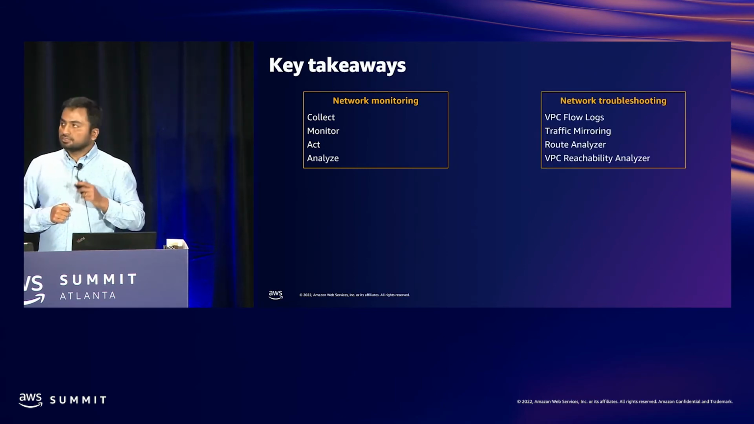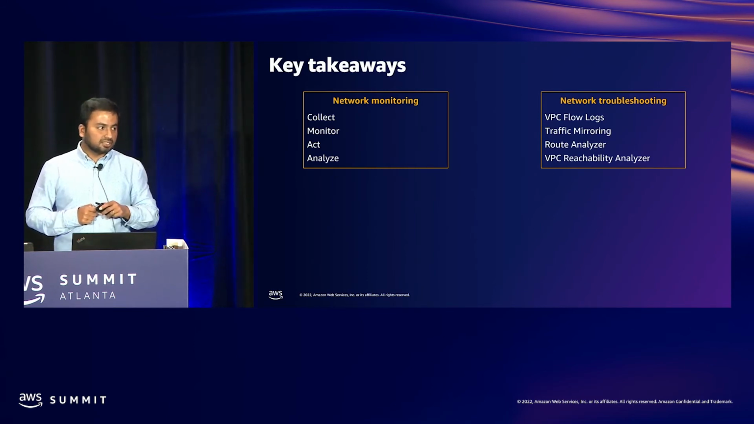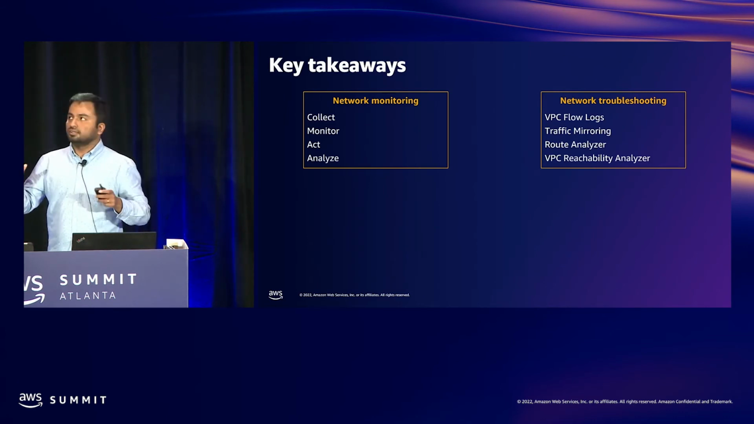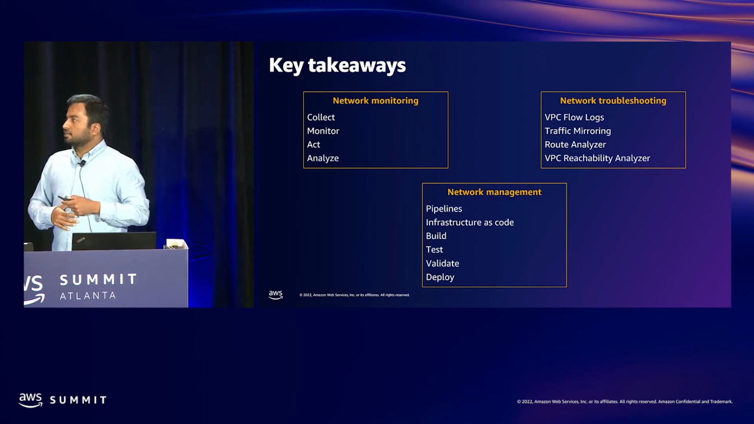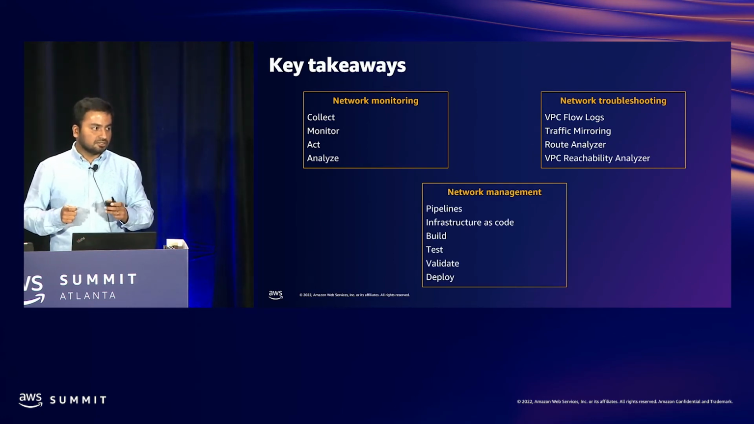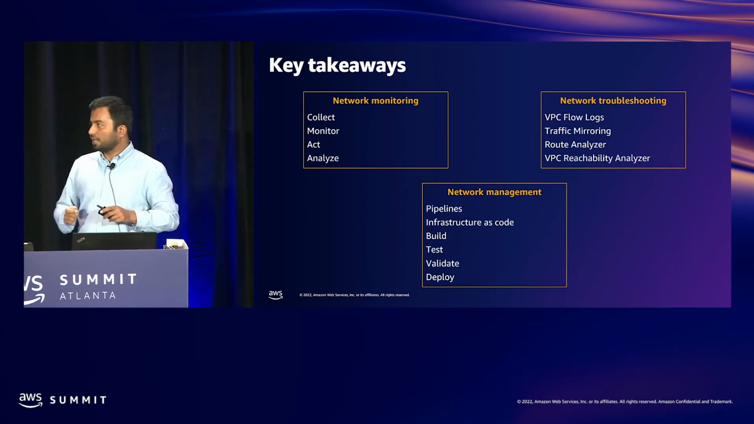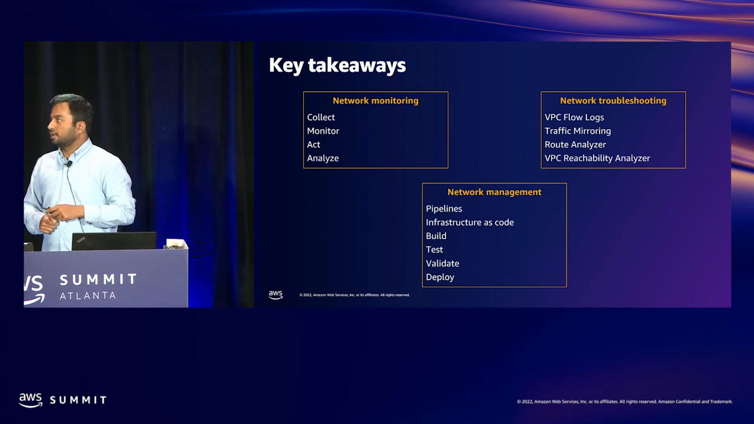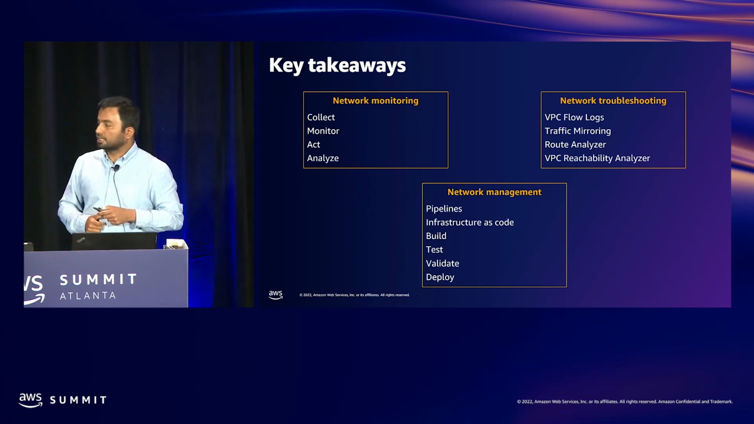VPC flow logs, traffic mirroring, route analyzer, VPC reachability analyzers. These are the common features that help you to debug and do network troubleshooting. And then deploy the code using infrastructure as code, use pipelines, build, test, validate before you deploy them in any environment. And we do it using network DevOps for network management.